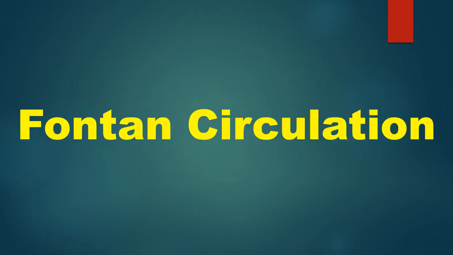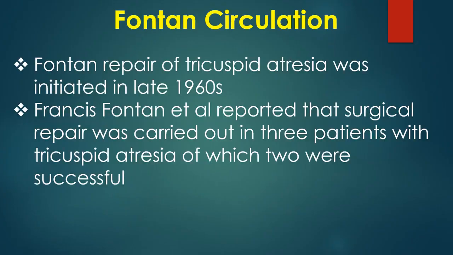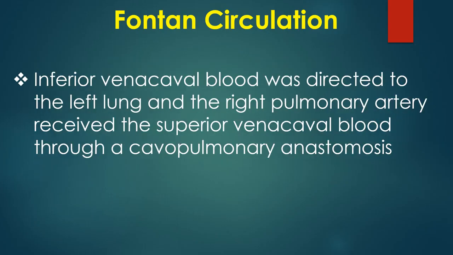Discussion on Fontan circulation. Fontan repair of tricuspid atresia was initiated in the late 1960s. Francis Fontan and associates reported that surgical repair was carried out in 3 patients with tricuspid atresia, of which 2 were successful. Inferior vena cava blood was directed to the left lung and the right pulmonary artery received the superior vena cava blood through a cavopulmonary anastomosis.